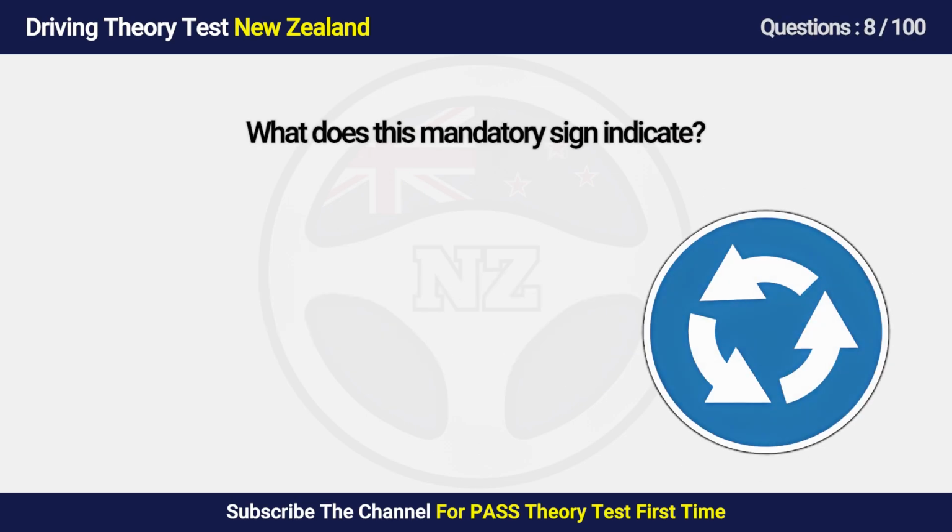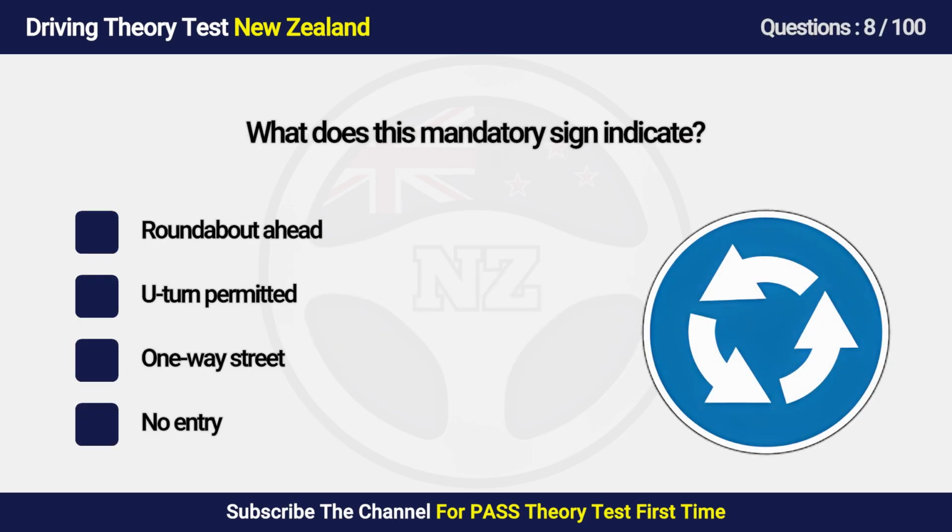Question 8. What does this mandatory sign indicate? A. Roundabout ahead. B. U-turn permitted. C. One-way street. D. No entry.